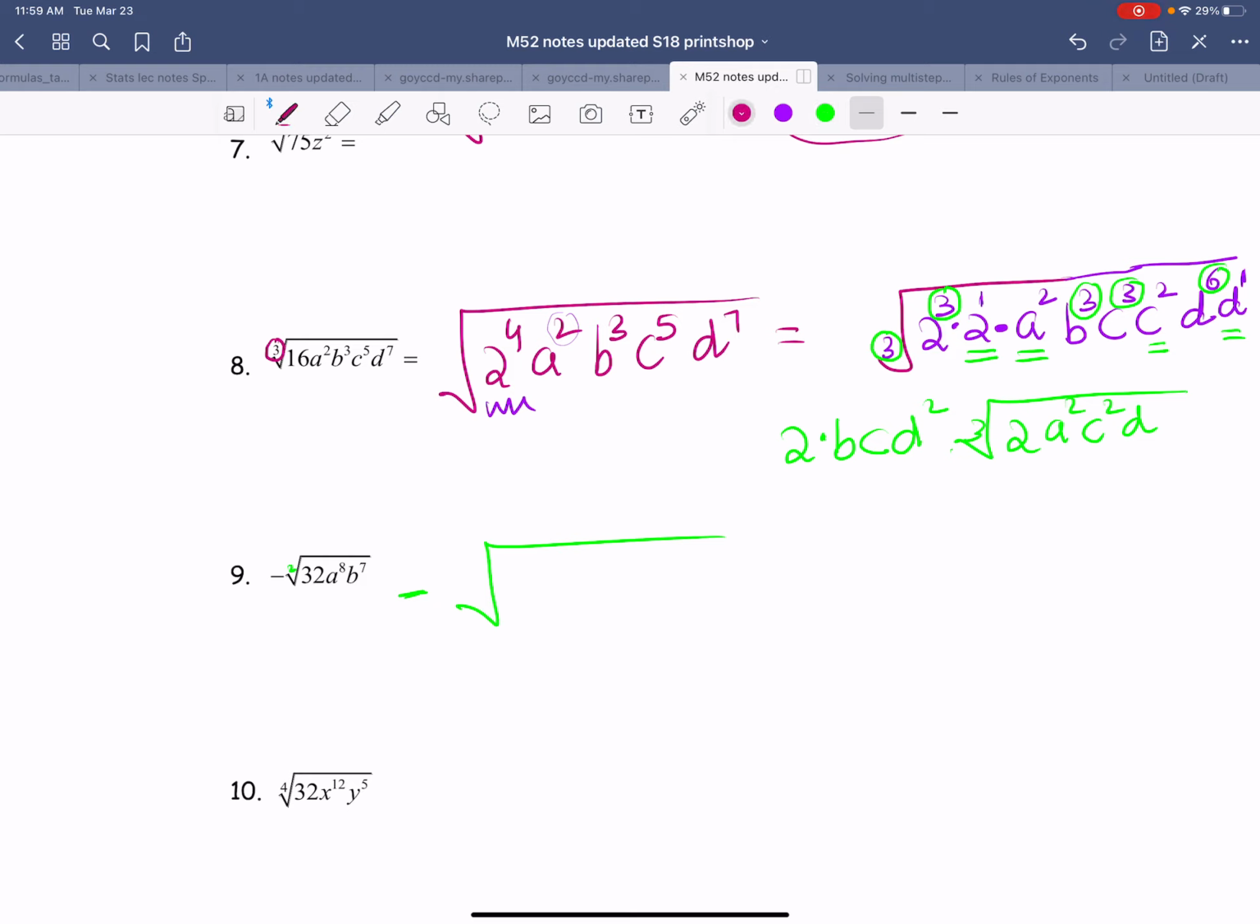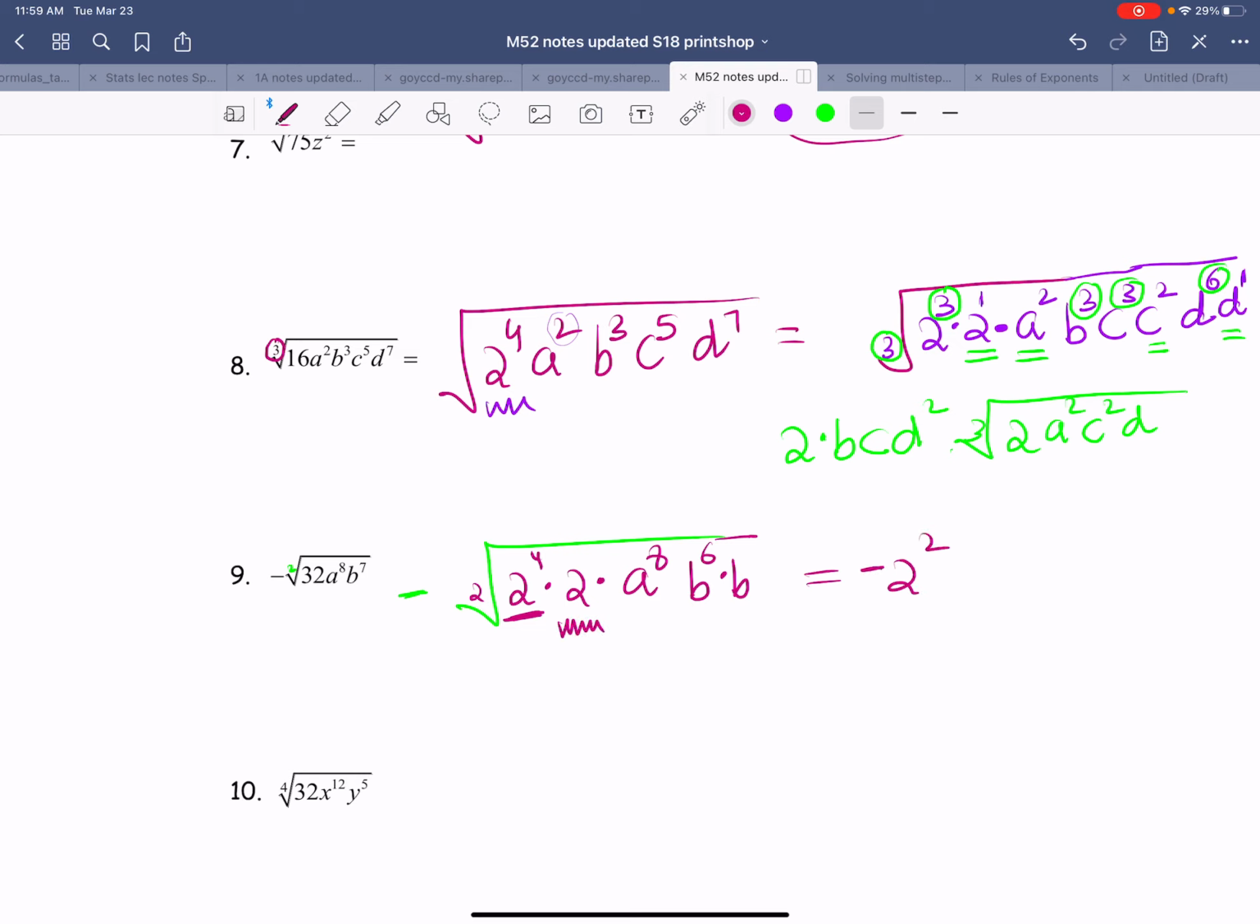So 32 is 2 to the 5th power. I'm going to break it as 2 to the 4th power times 2. 8 is already a multiple of 2. And I'm going to break b to the 7th as b to the 6th times b. So let's see, what can I pull out? 2 to the 4th. 4 divided by 2 is 2, so 2 to the 2nd power will come out.